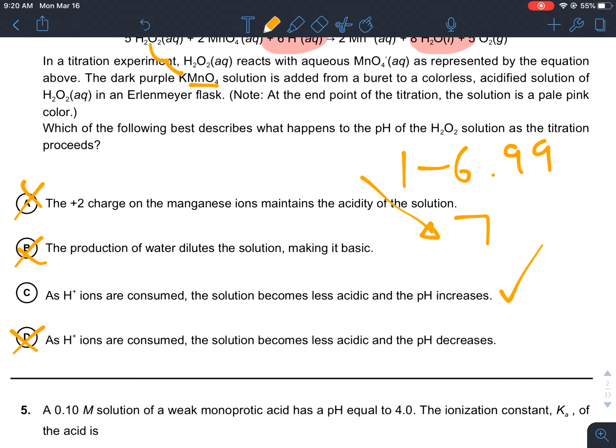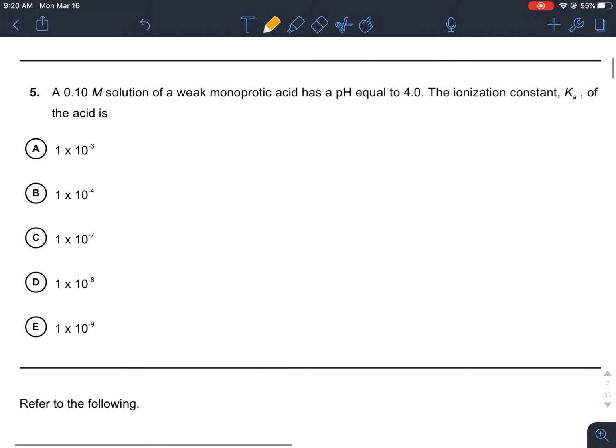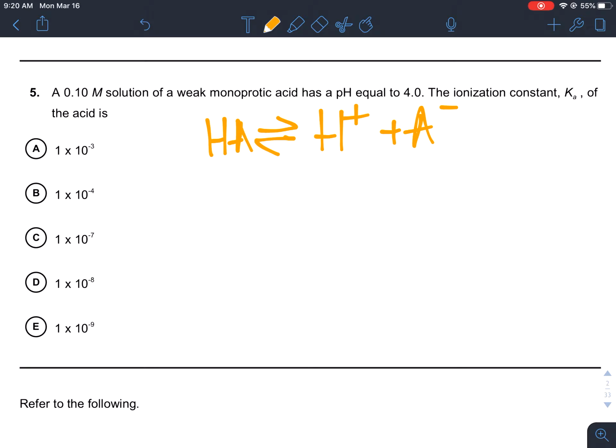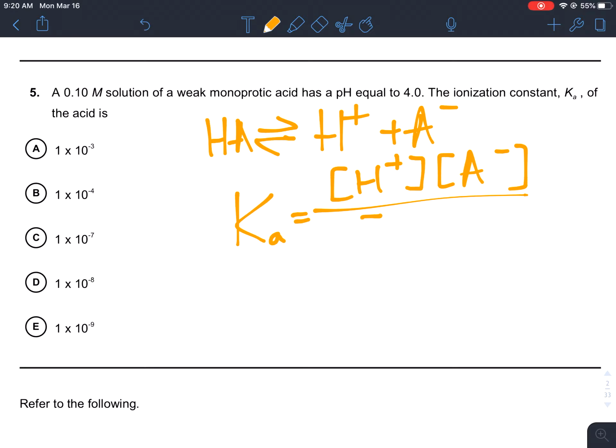Okay, number 5, much more traditional problem of an acid base. You have a weak monoprotic acid, HA, and that is yielding H plus and A minus. A 0.10 solution of weak monoprotic acid has a pH equal to 4. The ionization constant Ka of the acid, so Ka is equal to the concentration of H plus times the concentration of A minus over the concentration of your HA.